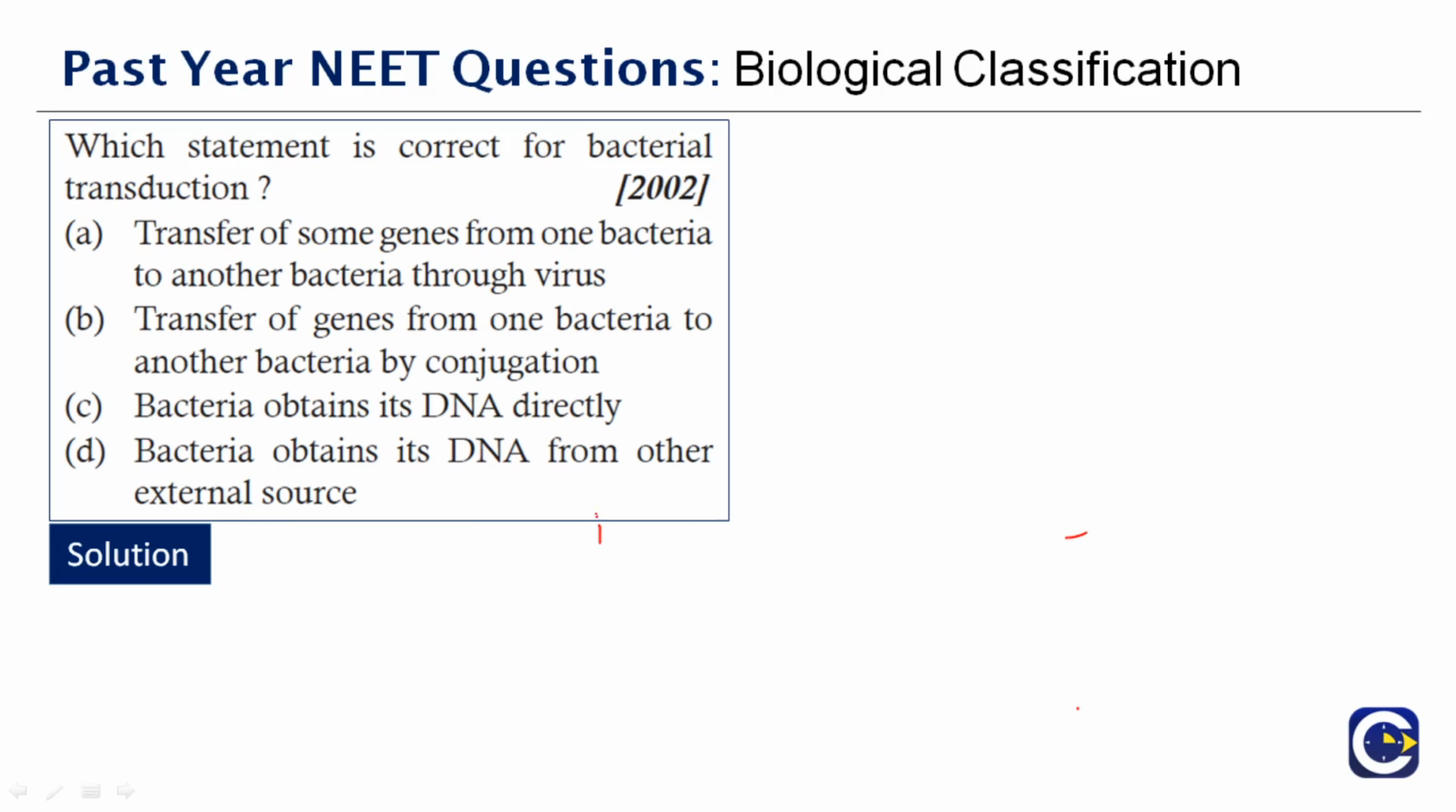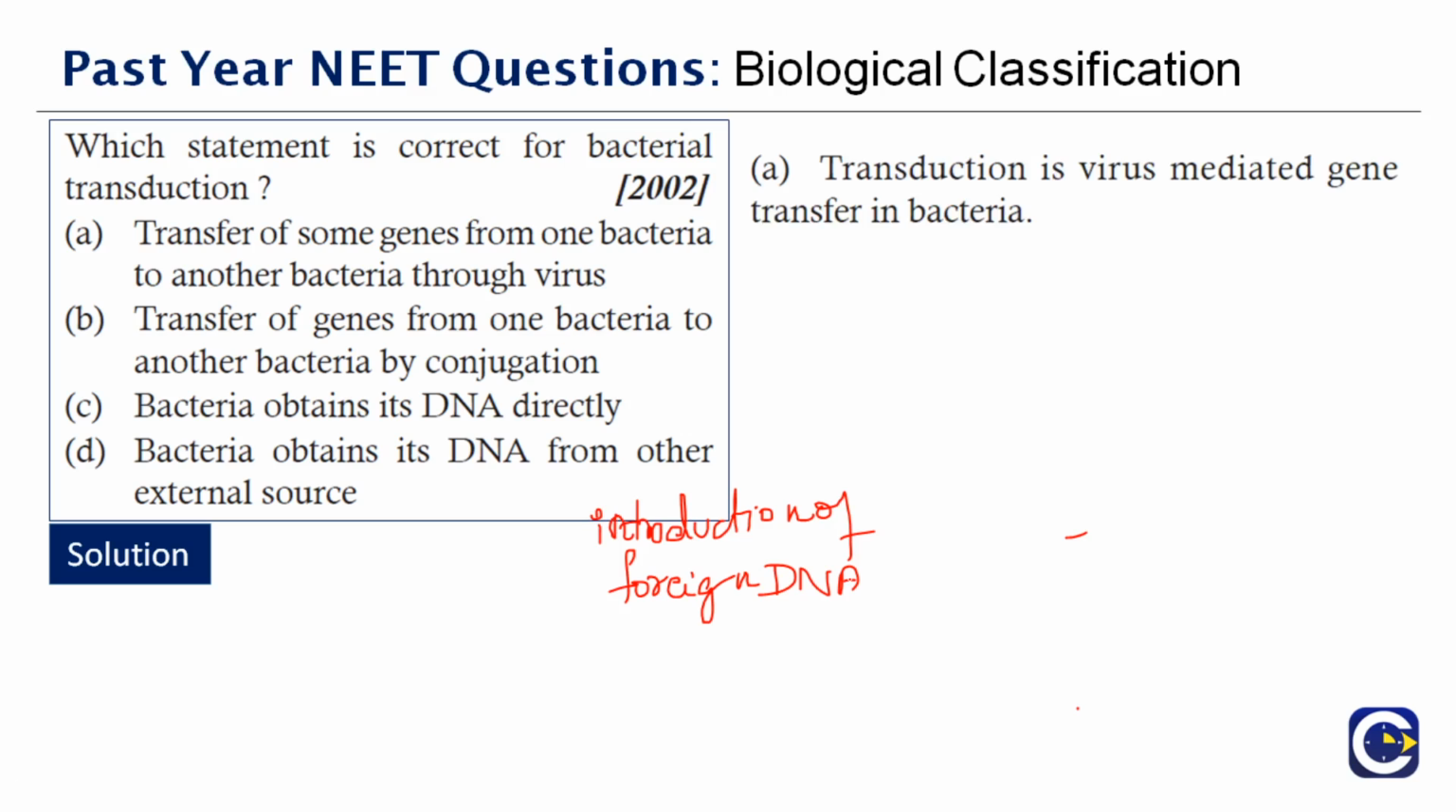So what is it? Introduction of foreign DNA into a bacterial cell by a virus or a viral vector. An example is a viral transfer of DNA from one bacterium to another, and hence this is an example of gene transfer, called horizontal gene transfer. So what is the answer now? I think you can guess it. Transduction is a virus-mediated gene transfer in bacteria. Therefore the correct answer is option A, transfer of some genes from one bacteria to another bacteria through virus. Virus will be the vector there.